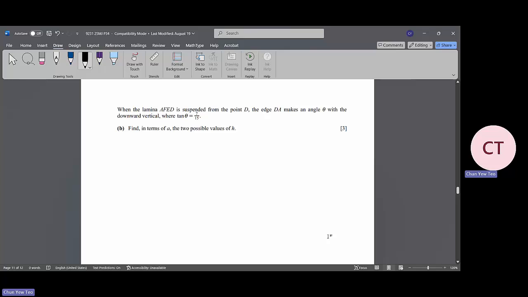Okay, so now we move on. They say that the lamina AFED is suspended from a point D, and the edge DA makes an angle theta with the downward vertical, and tan theta is 7/15. Find the two possible values of h in terms of a. Okay, so we can draw a diagram. This is the D. Let's say the center of mass is over here. Let's call it G. So if you hang vertically, this is the vertical.